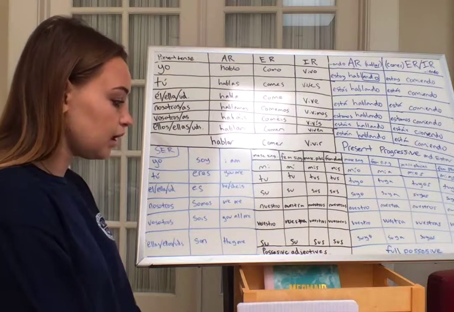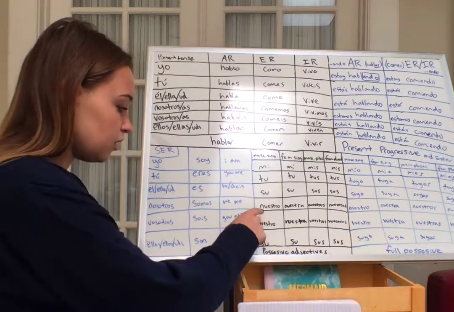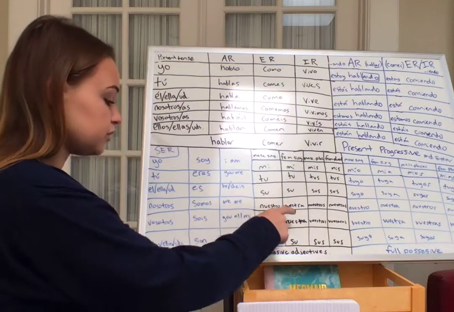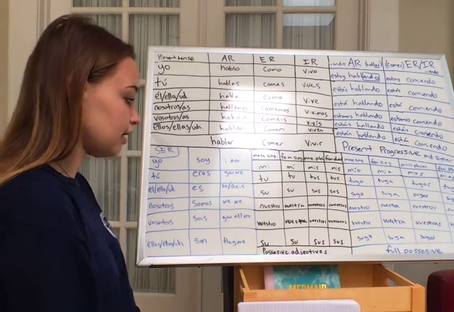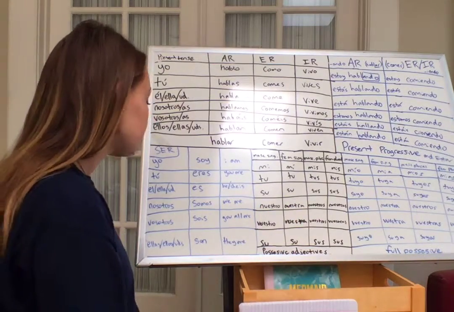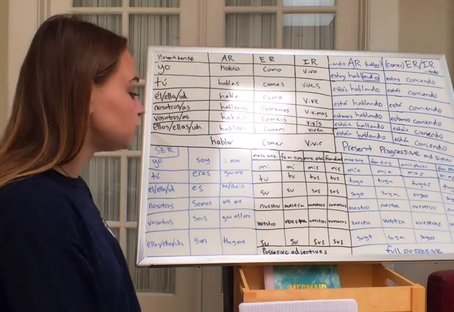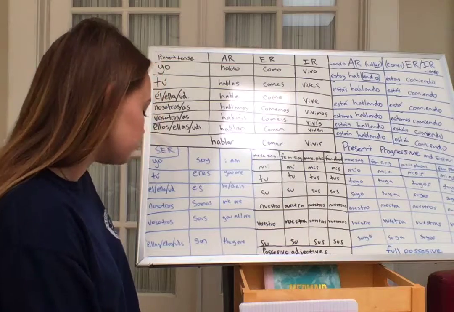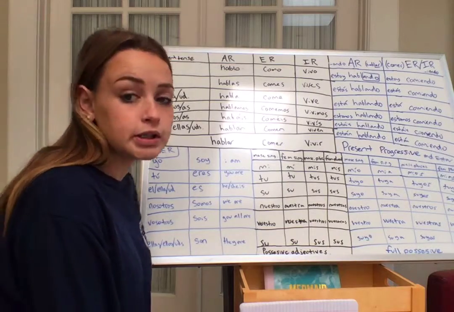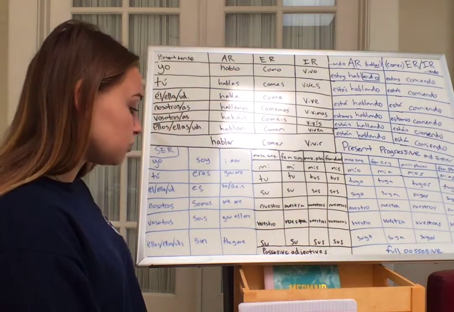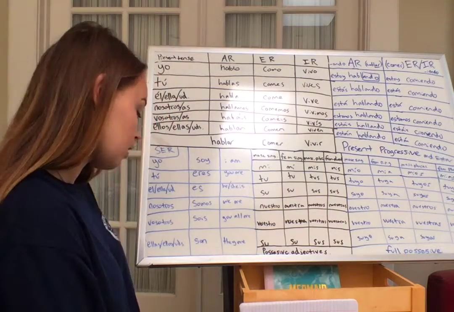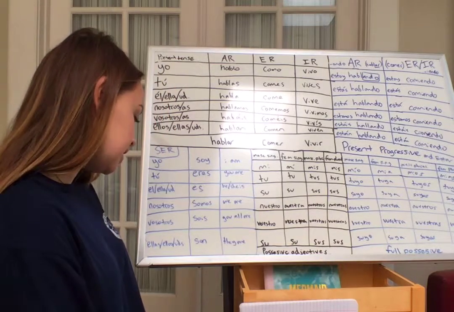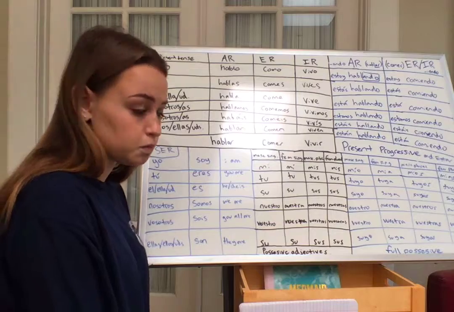Feminine singular is almost the same, but in nosotros and vosotros, you change the endings to a. I'll still say it. Yo, mi. Tú, tu. Él, ella, usted, su. Nosotros, nuestra. Vosotros, vuestra. Ellos, ellas, ustedes, su.